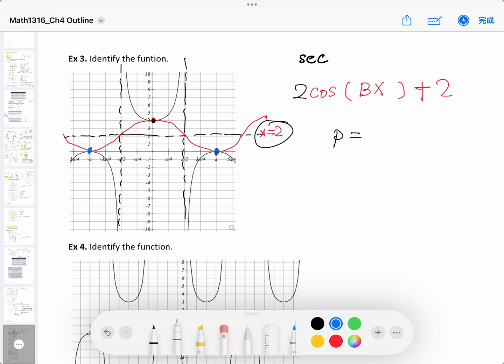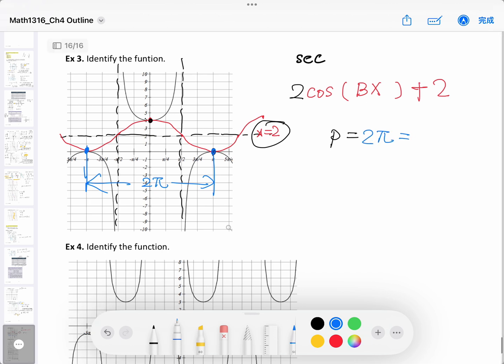So the distance, the x value between these two must be my one full cycle. So from -pi to pi is 2 pi. Oh, the period is 2 pi. And period has a formula, is equal to 2 pi over b for the cosine and the sine, and the secant and cosecant. So I can solve for the b. B must be 1 because 2 pi is equal to 2 pi over b. B must be 1. Okay, b is equal to 1.